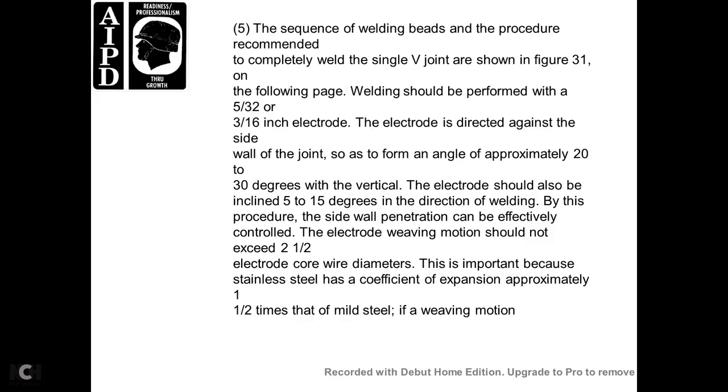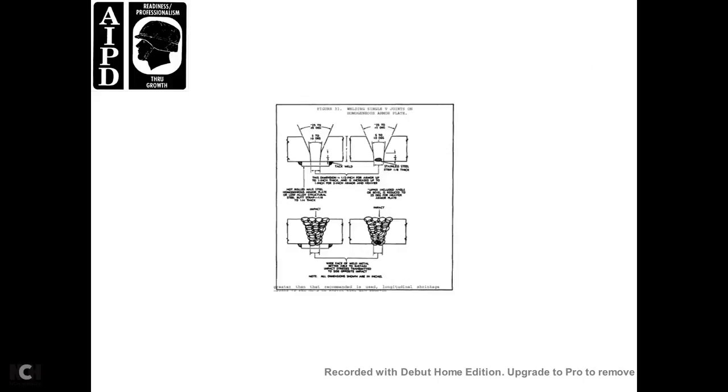The electrode is directed against the side wall of the joint, at approximately 20 to 30 degrees from the vertical. The electrode should also be inclined 5 to 15 degrees in the direction of the weld to produce effective sidewall penetration. Electrode weaving motion should not exceed 2.5 times the electrode core wire diameter. This is important because stainless steel has a coefficient of expansion approximately 1 and 1/2 times that of mild steel, and if in weaving motion. Figure 31 shows the welding of single V joints in homogeneous armor plate.